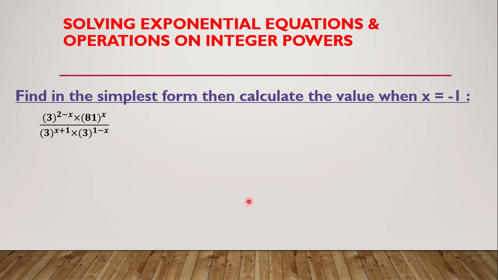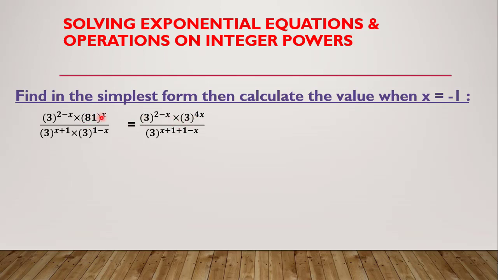Here I want to simplify, then I'll substitute instead of x by negative 1 and I'll get the result. Here I have 3 power 2 minus x, and here we have 81 power x over 3 power x plus 1 and 3 power 1 minus x. What can we do? At first, here 81 is 3 power 4. We studied before. 81 is 3 power 4. So I'll substitute. Instead of 81, I write 3 power 4.